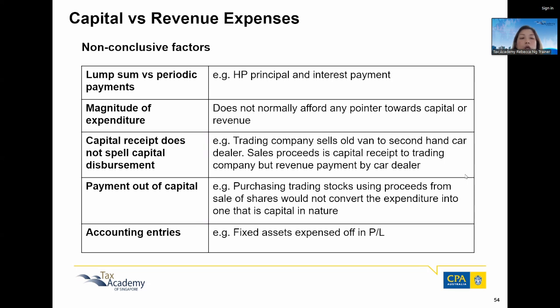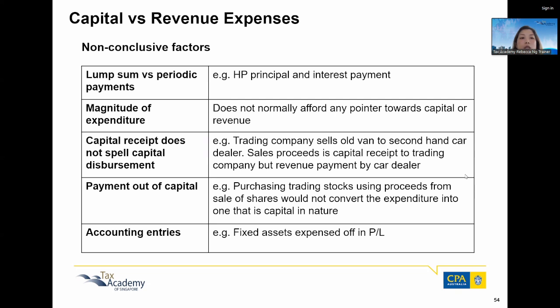All right, so payment out of capital, for example, purchasing trading stock using the proceeds from the sale of shares, would not convert the expenditure into one that is capital in nature. If the company is using capital receipts to pay for revenue expenditure, we do not look at whether the source of the payment is capital in nature, so the expenditure remains revenue.